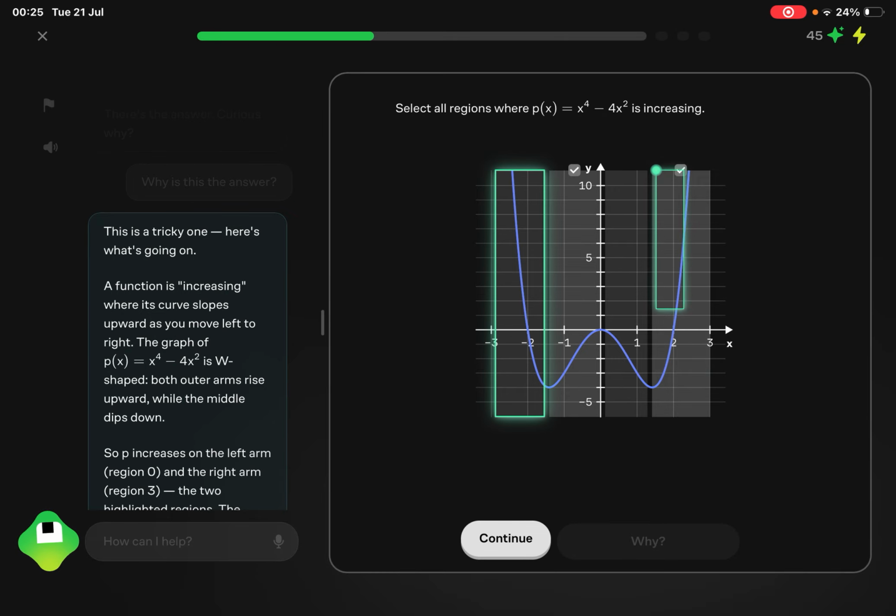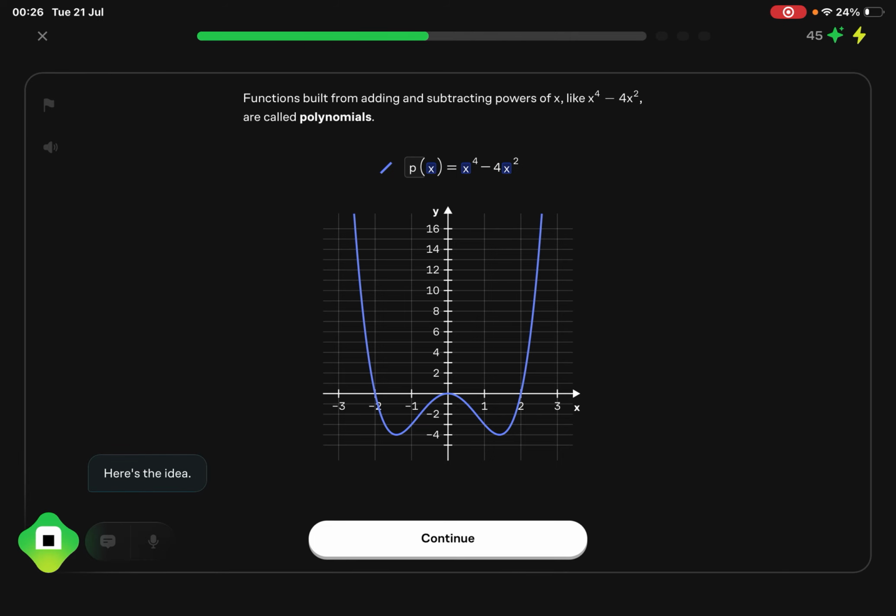Here's what's going on. A function is increasing where its curve slopes upward as you move left to right. The graph of p of x equals x to the fourth power minus 4x squared is W-shaped. Both outer arms rise upward while the middle dips down. So p increases on the left arm, region 0, and the right arm, region 3, the two highlighted regions. The middle section slopes downward, so p is decreasing there. Does that make sense? Yeah.